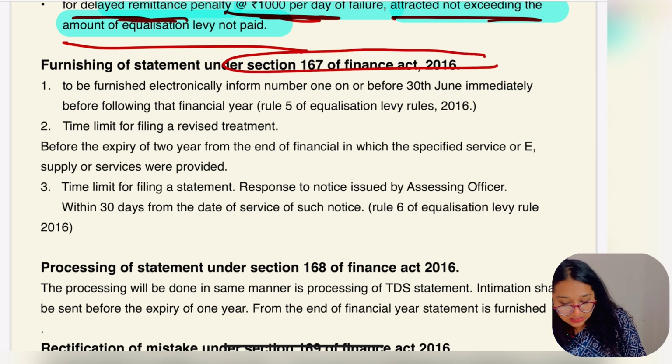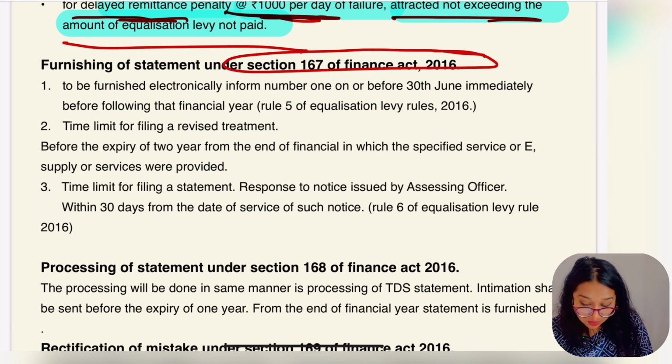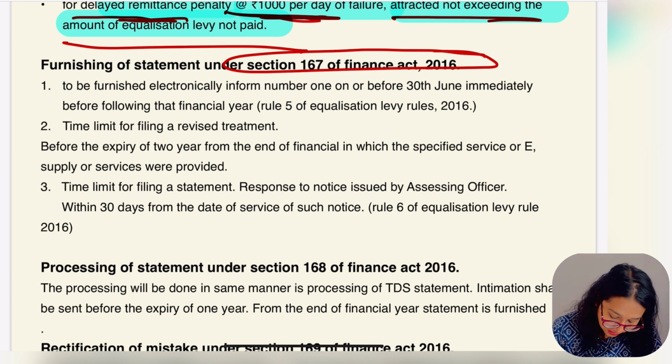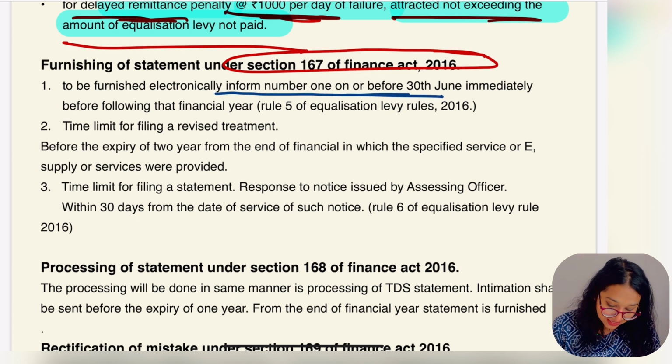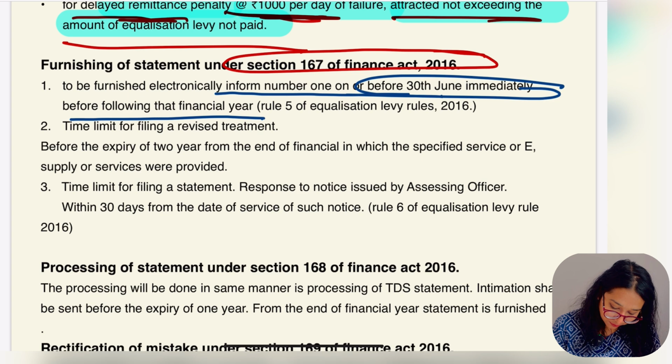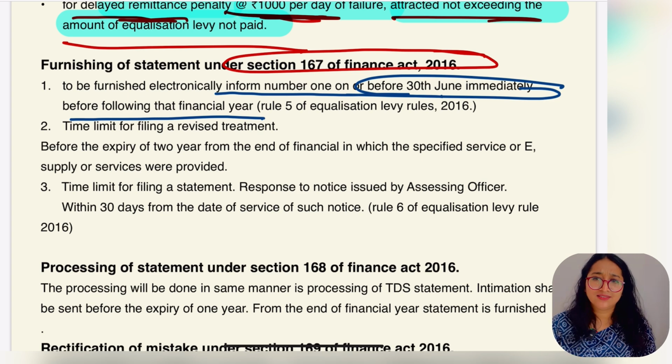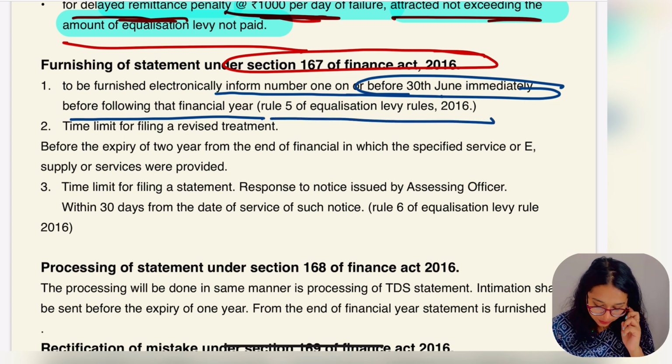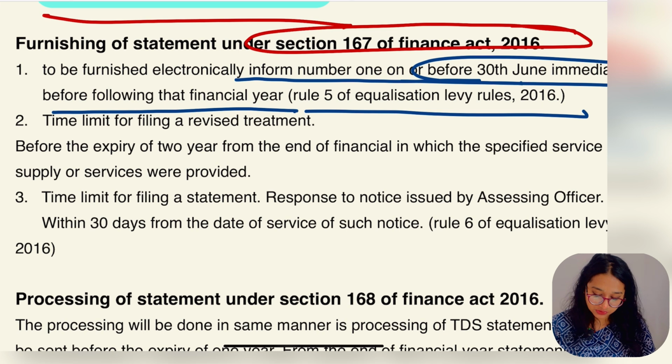Okay. Now let's read out the other thing which is written. Furnishing of statement under section 167 of the Finance Act. Remember, 167 of the Finance Act, not the Income Tax Act. Here it is Finance Act 2016. We are talking about the 2016 Finance Act. So let's read out. The statement should be furnished electronically in Form No. 1 on or before 30th June immediately following the financial year. Is it clear? Yes, as per Rule 5 of the Equalization Levy Rules 2016.